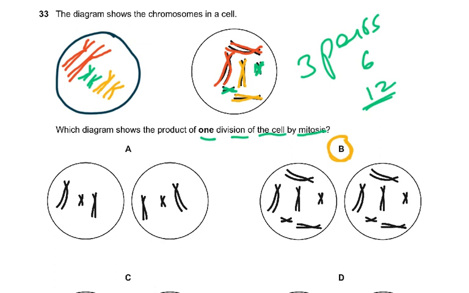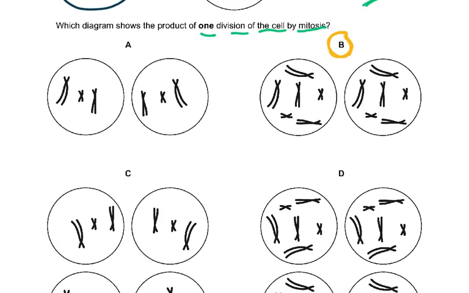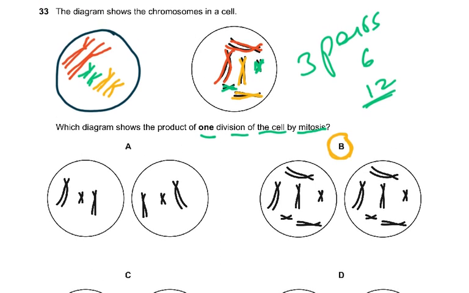So which diagram shows the product of one division of the cell by mitosis? You had to understand that by mitosis, it couldn't have had 4 cells. It would have to have 2 cells. So this was wrong. This was totally wrong. Which diagram shows a product of one division of the cell by mitosis? One division of the cell by mitosis.